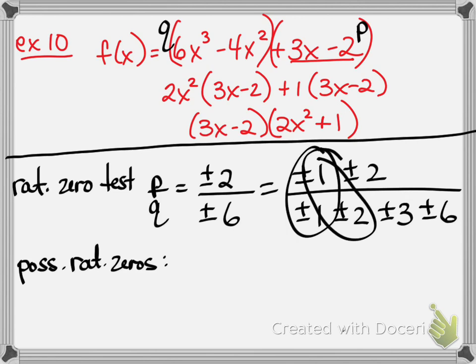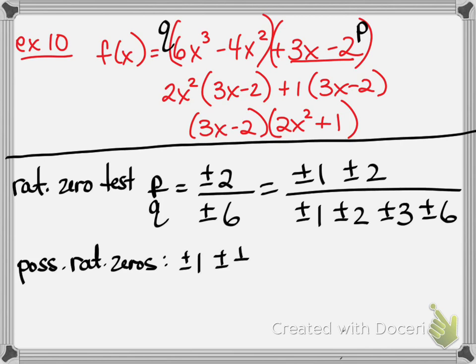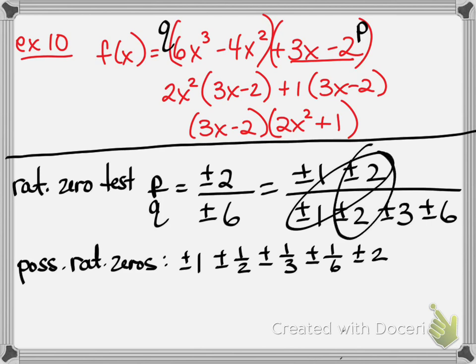1 over 1, 1 over 2, 1 over 3, 1 over 6. And also do the same thing with the 2. 2 over 1, which is 2. 2 over 2, which is 1. We already have it. 2 over 3. And 2 over 6, which is a third, which we already have. So, of all the possibilities in the world, we've narrowed it down to these.